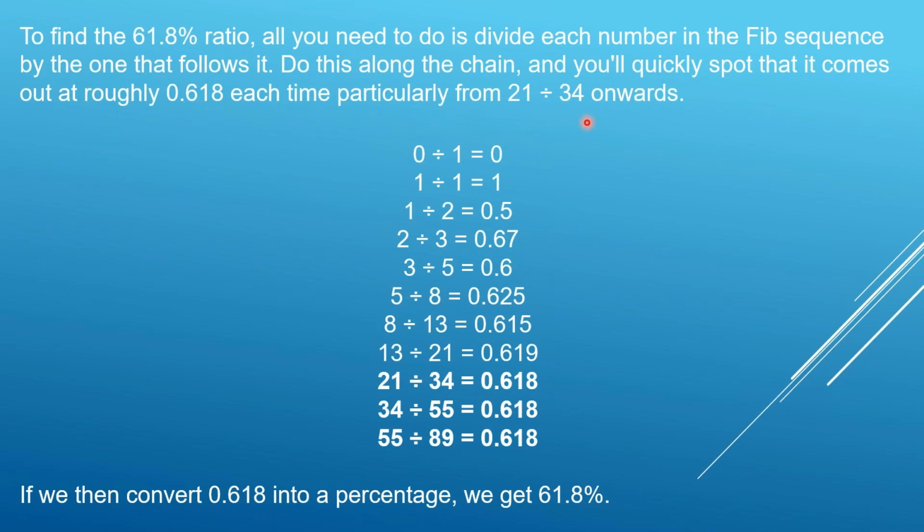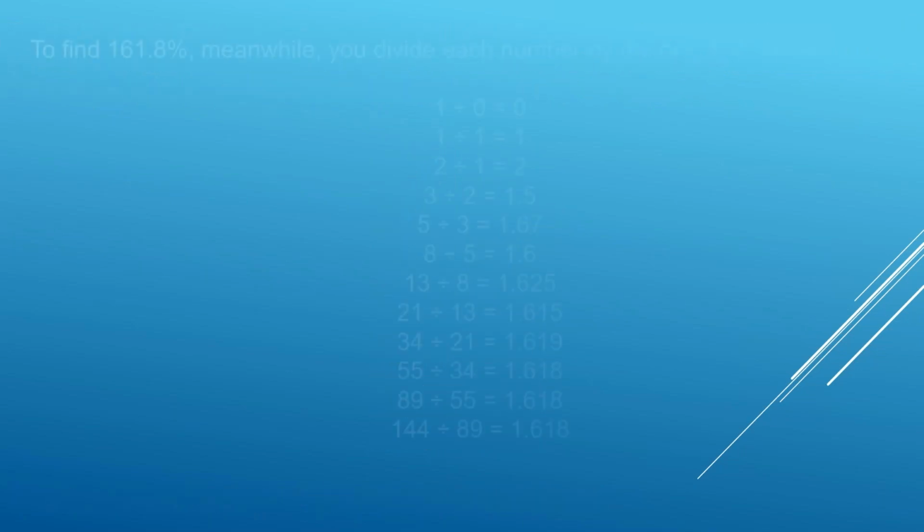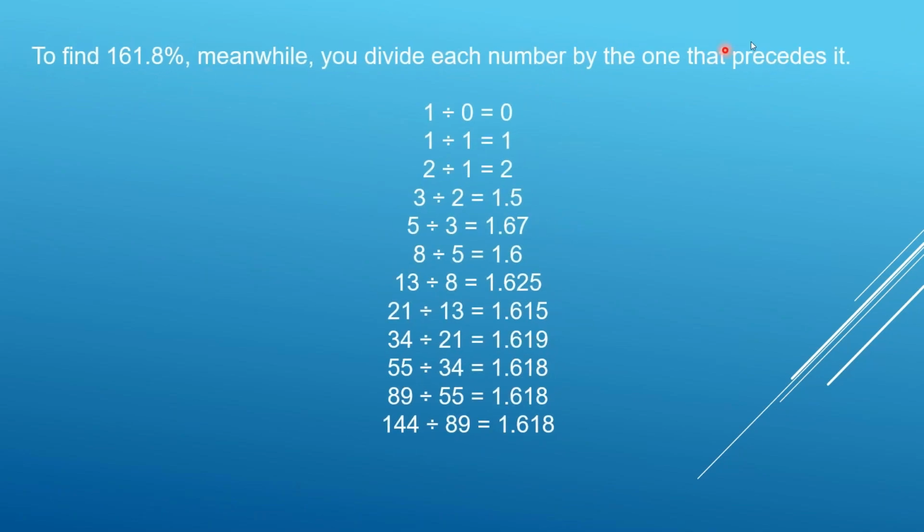From 21 divided by 34, the number will be 0.618. If we convert the 0.618 into a percentage, we get 61.8%. This is the most important ratio. Also, if you want to find the 161.8, you divide each number by the one that preceded it. So you divide 13 by 8, you get 1.625, and so on. 55 divided by 34 gives you 1.618, and to infinity. 89 by 55, 144 divided by 89, gives you the same ratio.